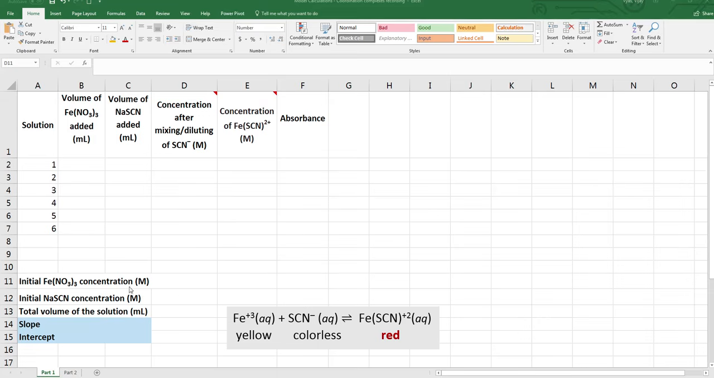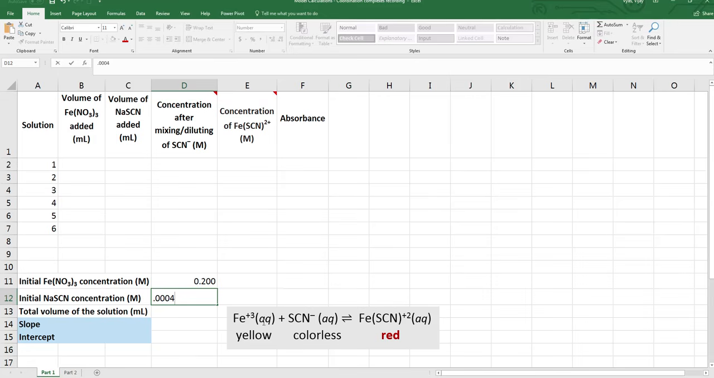So we start with these two solutions. One is your iron solution, which is 0.2 molar, and the second one is sodium thiocyanate, which is way more dilute, 0.0004 molar. And we do this because we want to make thiocyanate the limiting reagent so that whatever amount of thiocyanate is present, it's all converted into your iron thiocyanate complex.